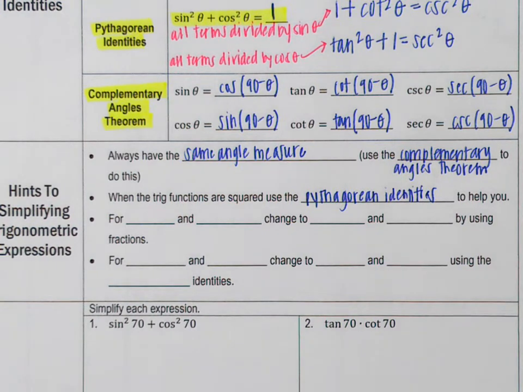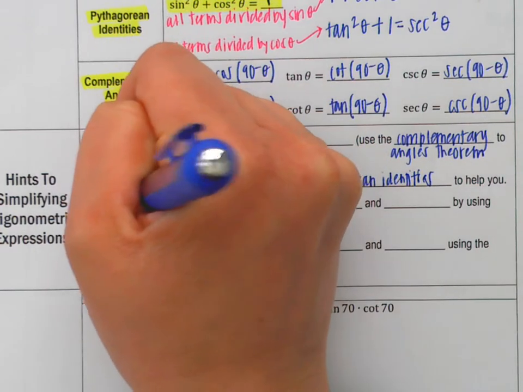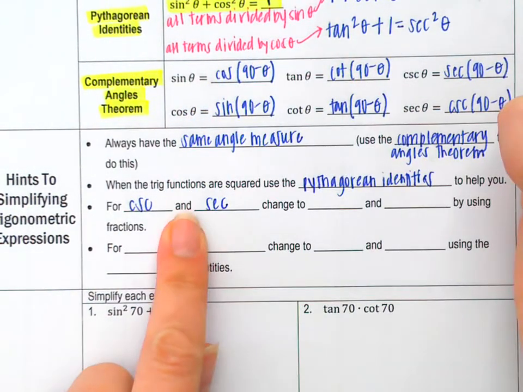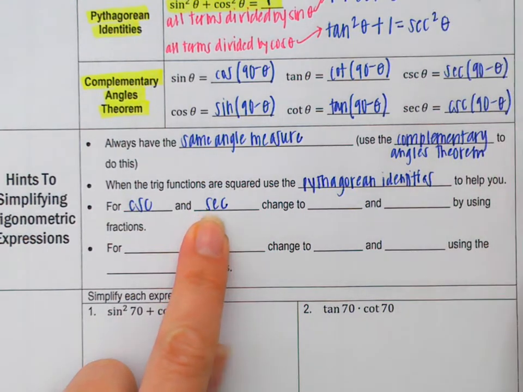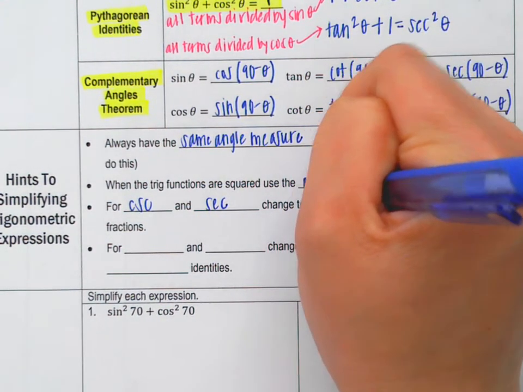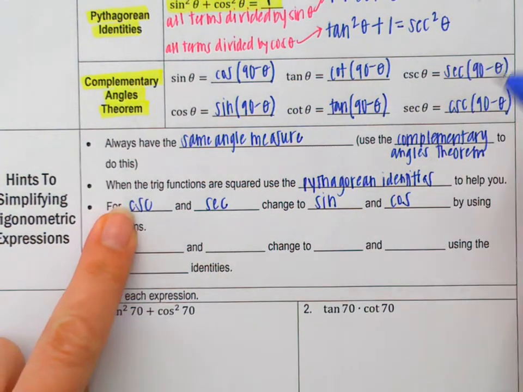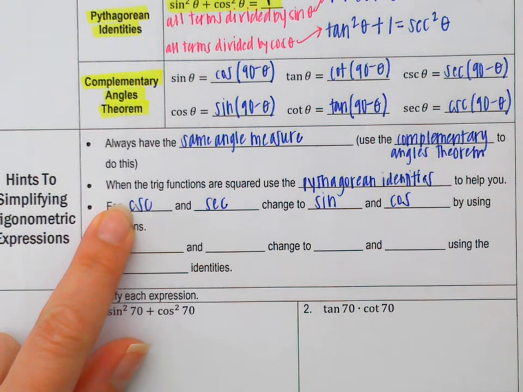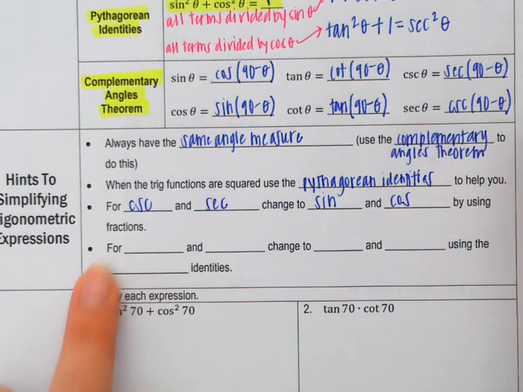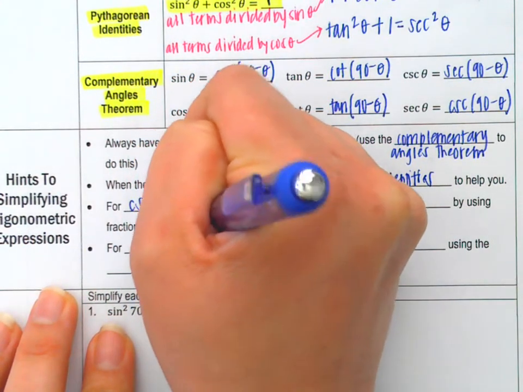So for cosecant and secant, whenever you see cosecant and secant, instead of writing these as cosecant and secant, change them to sine and cosine. You'd rewrite cosecant as 1 over sine, and secant as 1 over cosine, by using fractions. Remember, these are just your reciprocal identities.